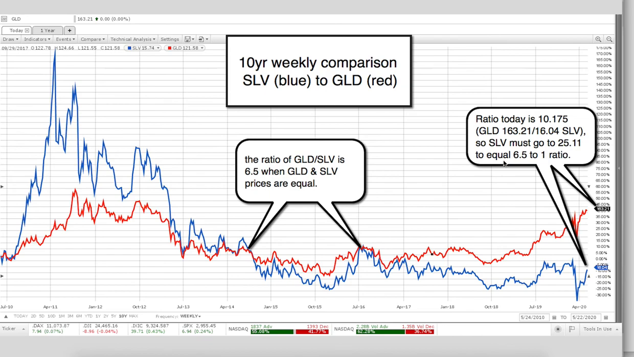So if we want to trade and we think there's some disparity, as I do, between the price of silver now and the price of gold, and I think both of them are going to go much higher, especially if we keep printing money all over the world, and I'll get to that in a minute. But what I want to point out here is the ratio of gold to silver is 101.75 versus 65. So that means silver must go to $25.11 to get to a 6.5 to 1 ratio for these two.